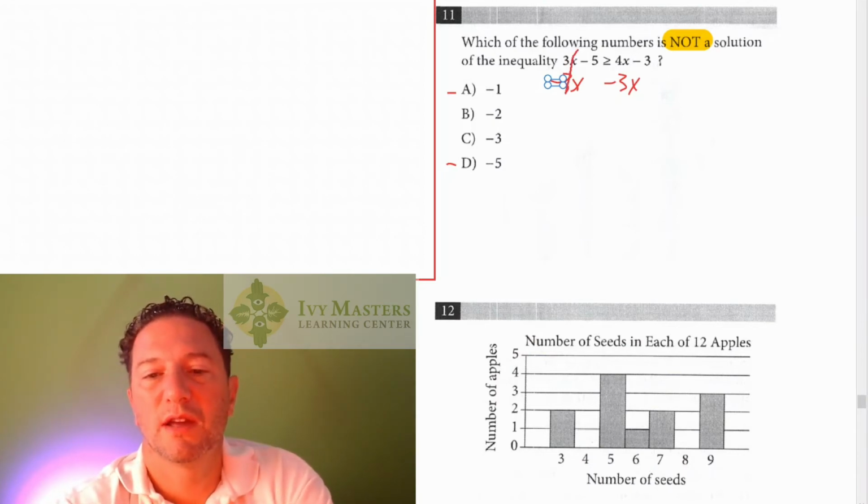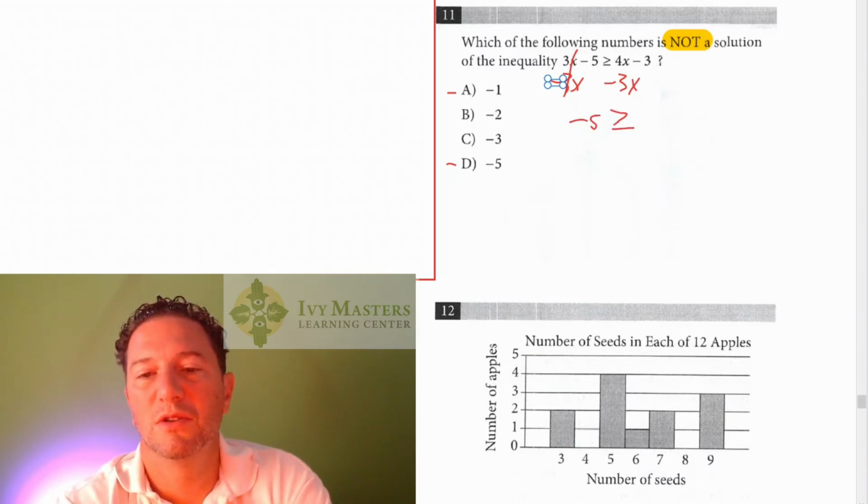If we subtract 3x from both sides, what we get is negative 5 is greater than or equal to plain old x minus 3. Then you add your 3 to both sides, and you wind up with negative 2 is greater than or equal to x.